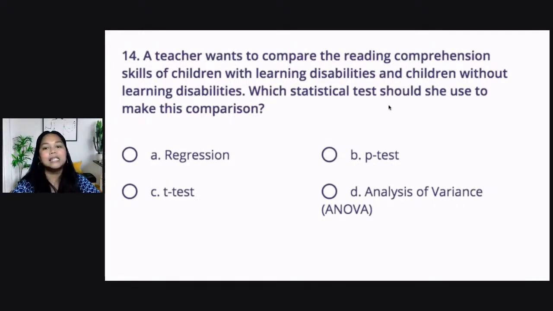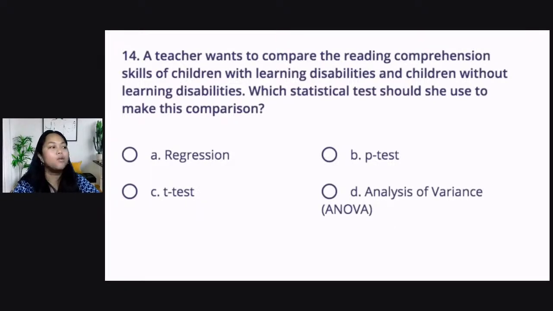Which stats test should she use to make this comparison? Is it letter A, regression? Letter B, p-test? Letter C, t-test? Or letter D, ANOVA, analysis of variance? Okay, now karamihang sagot ninyo ay ANOVA, letter D.